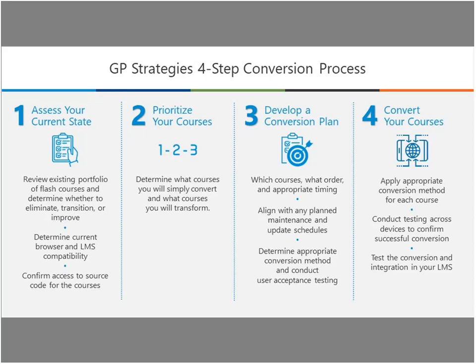GP Strategies has a 4-step conversion process. The first is, as I was describing on the previous screen, to assess your current state. That is, reviewing that existing portfolio. Not only determining which courses have Flash content in them, but categorizing them as certain content types. Maybe you've got a pool of Storyline courses, a pool of Flash only, a pool of Captivate courses that were developed in one way, and maybe another pool that was developed another way.